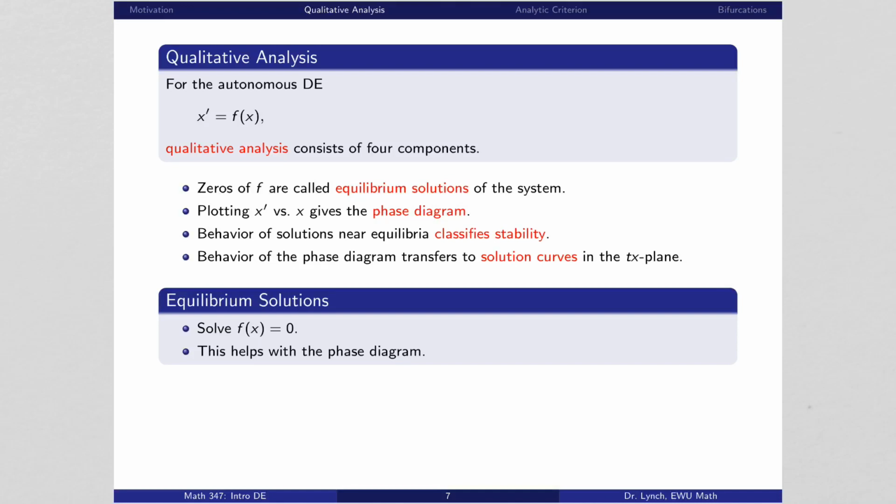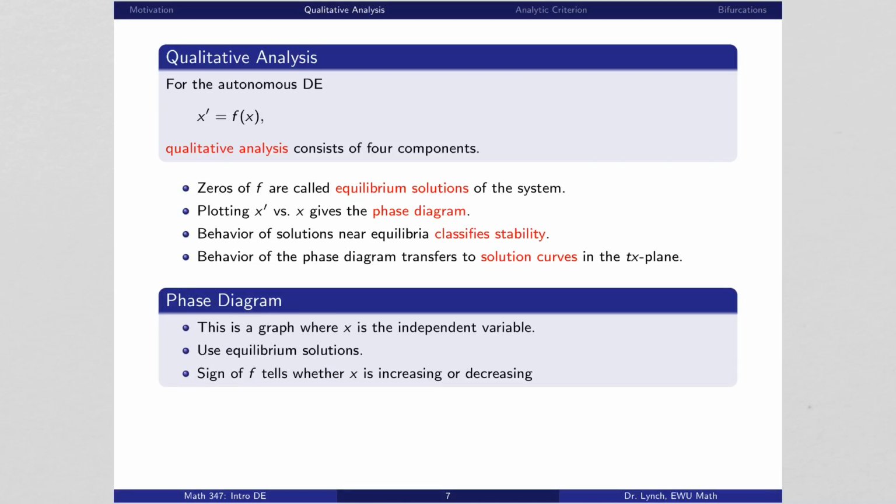Qualitative analysis includes finding zeros of the right-hand side. Zeros of f are called equilibrium solutions of the system. So solving f of x equals 0 is a job we can do. And again, this solution helps us identify what's going on in the phase diagram. So plotting x prime versus x is called the phase diagram. This is a graph where x takes on a role as an independent variable, and we plot the right-hand side x prime, or f, to tell us the sign of f. Again, it gives us whether x is an increasing or decreasing function.